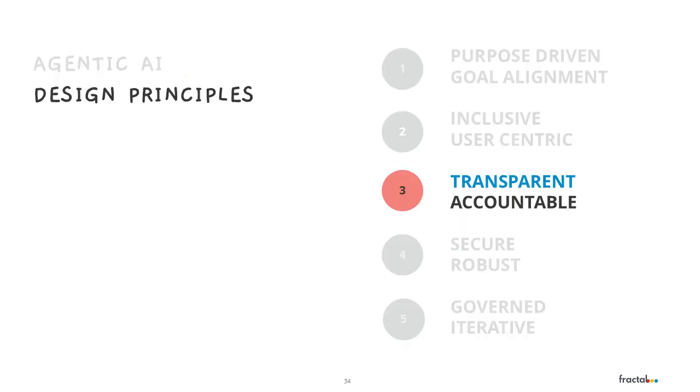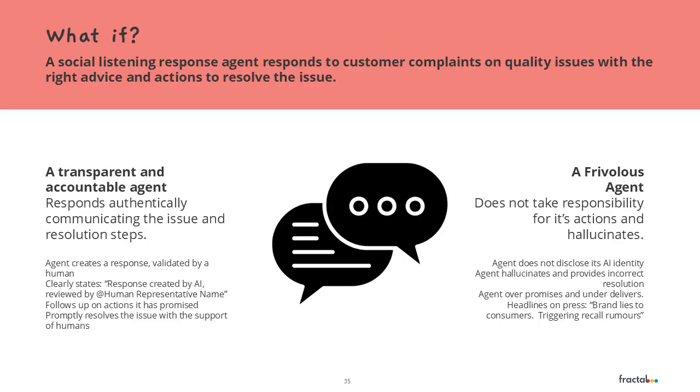The third critical principle here is accountability and transparency. Again, let's review an example. What if we had a social listening response agent, which is monitoring social networks and responding to customers on social media? A transparent and accountable agent in this case would have been designed such that it creates a response which is validated by a human being. The response clearly states that it's from an AI reviewed by a person, it takes the responsibility of following up on any inputs from the customers, and then resolves the issue. It takes seriously the responsibility of being accountable and transparent.